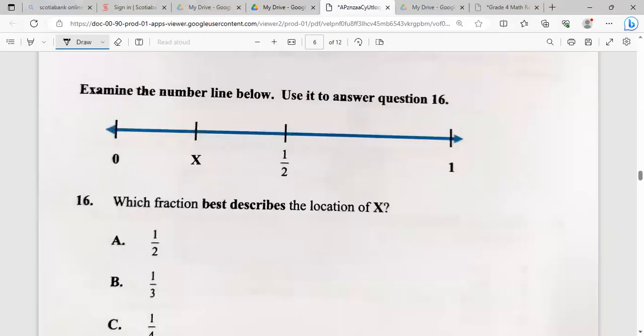Examine the line below, use it to answer item 16. What fraction best describes the location?